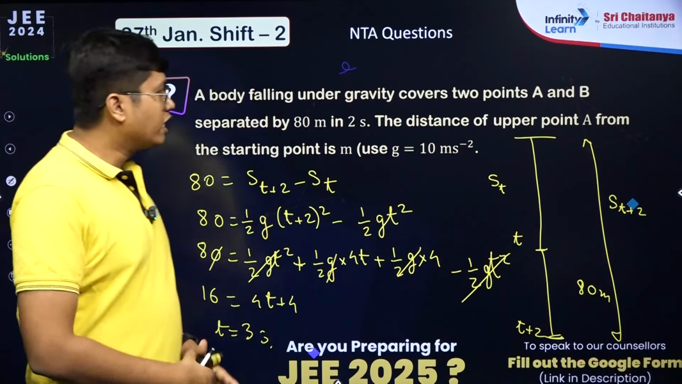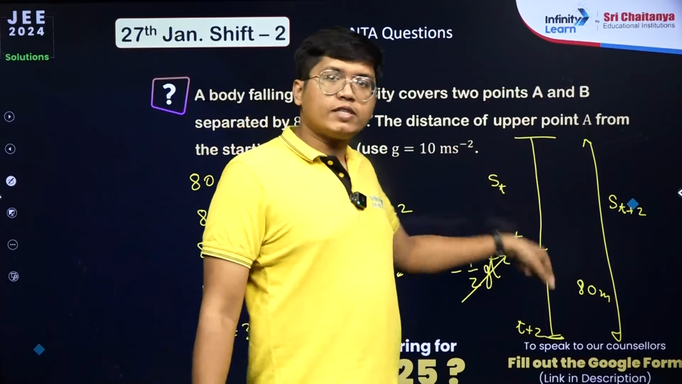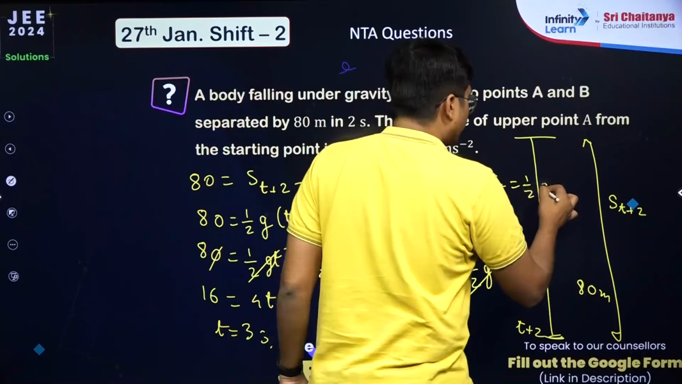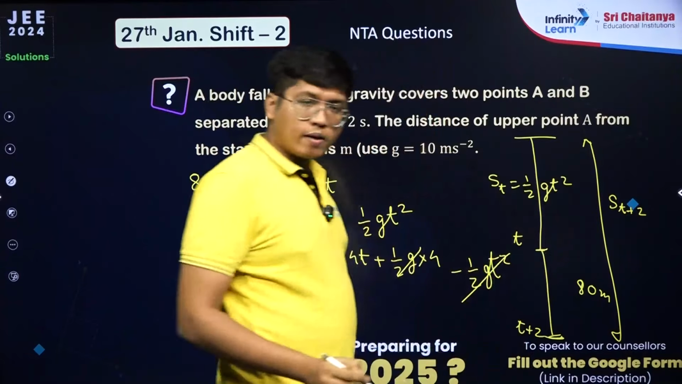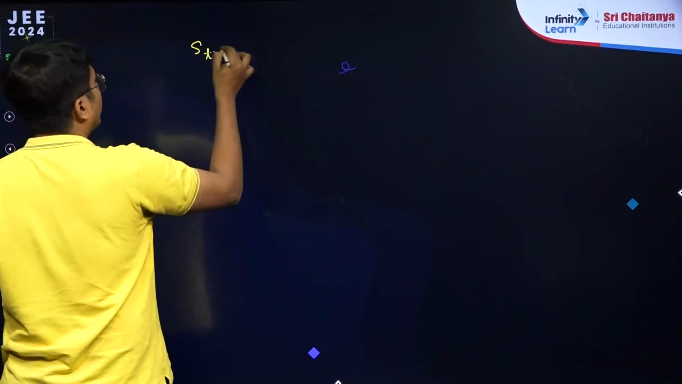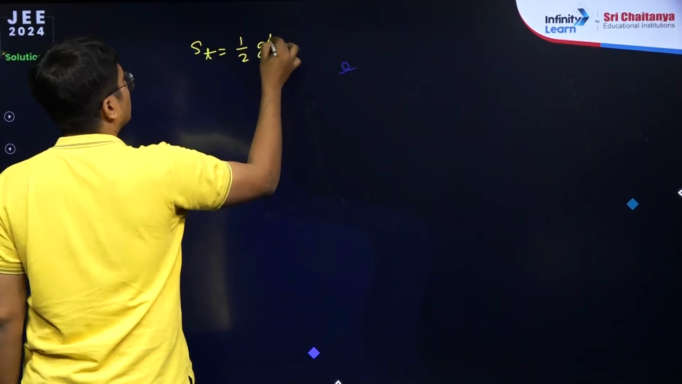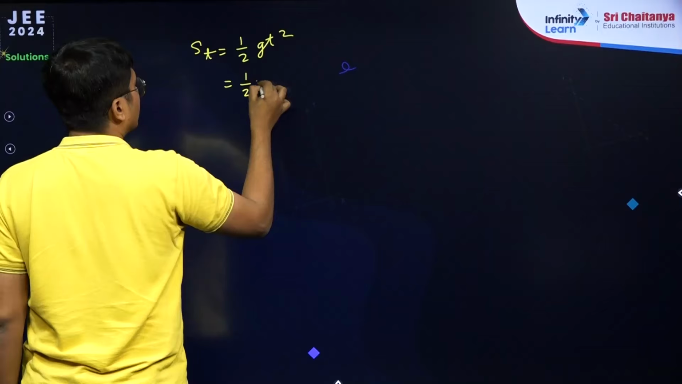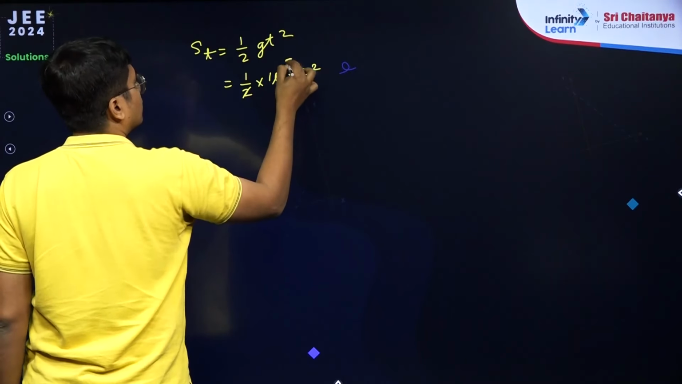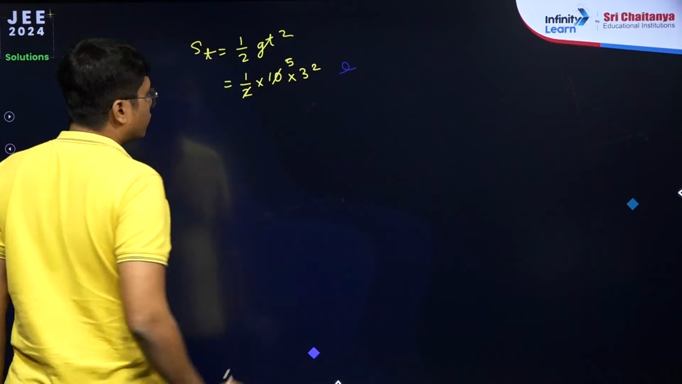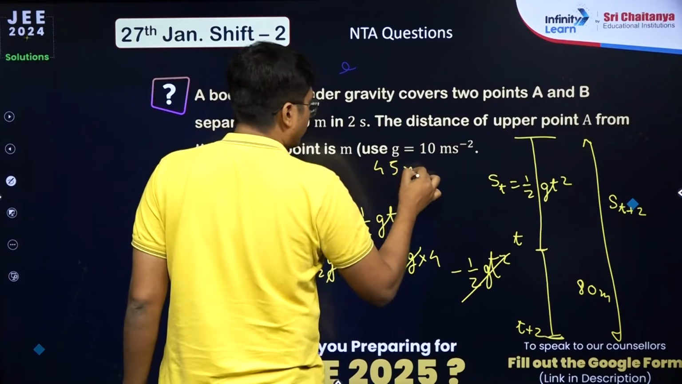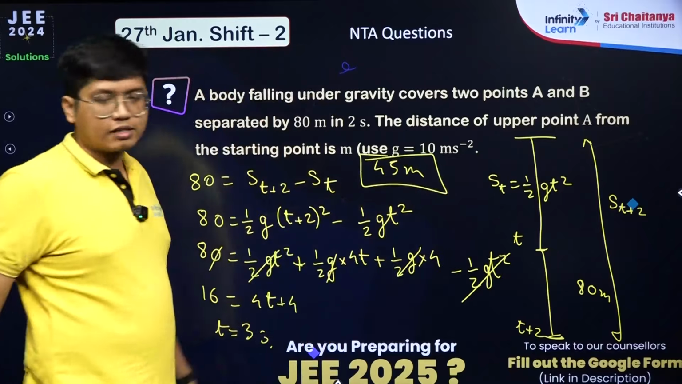So we have found how long it falls before we start measuring that 80 meter. Now we just want this st, which is half gt square, and t value we have got as 3 seconds. So st, what we require, half gt square, which is half into 10 into 3 square. So 5 into 3 square is 9. So 5 into 9 is 45. It is 45 meters. That is the answer for this question.